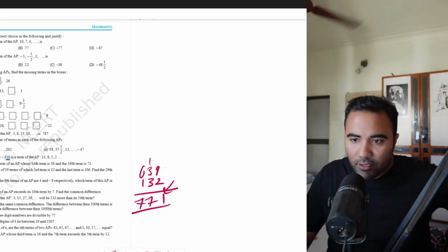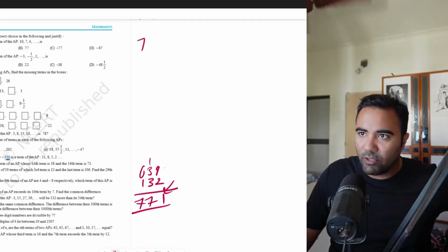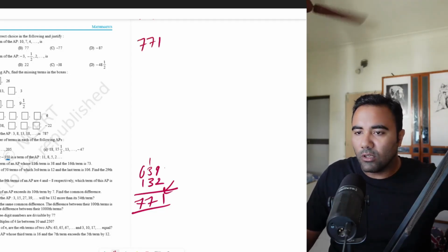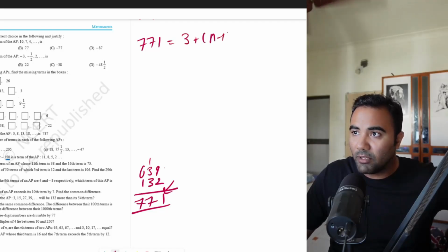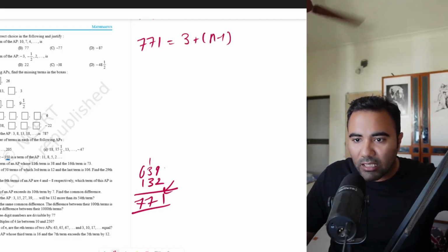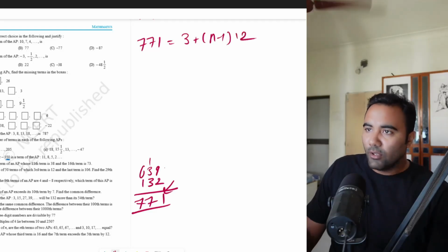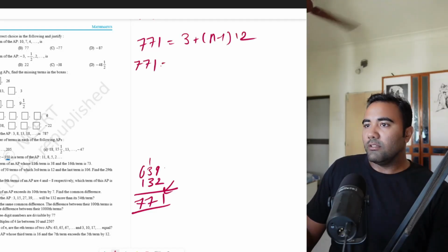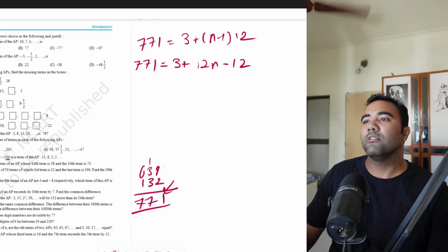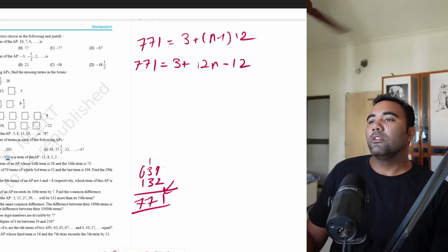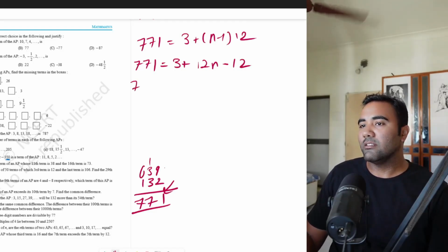Okay. 771 is equal to a, what is the a? Plus n minus 1, what was the d? d was 12, I think. Yeah. 771 is equal to 3 plus 12n minus 12. 3 minus 12 is minus 9.